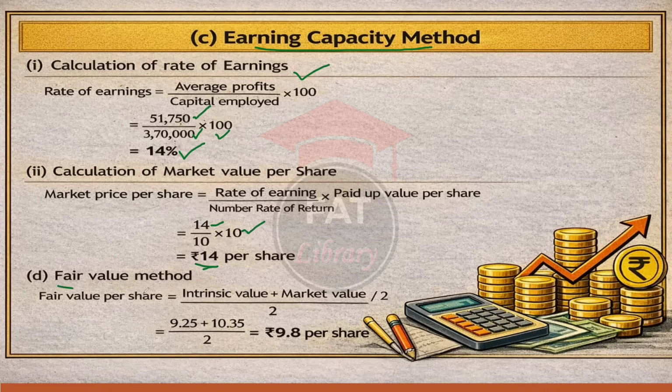And at the end, I have also calculated the fair value method here. How do we calculate the fair value method? Intrinsic value plus market value, divided by 2. We already know the intrinsic value and the market value, and we need to divide by 2. So 9.25 plus 10.35 divided by 2 gives 9 rupees 80 paise per share. So 9 rupees 80 paise per share is the answer. This is how we need to calculate the value per share under different methods.